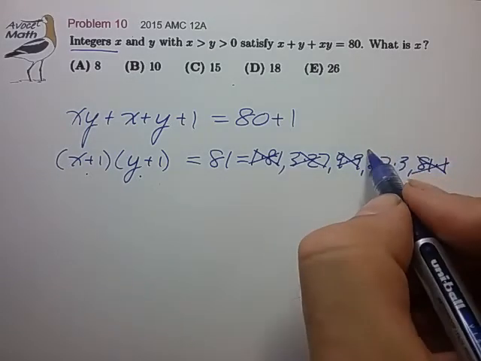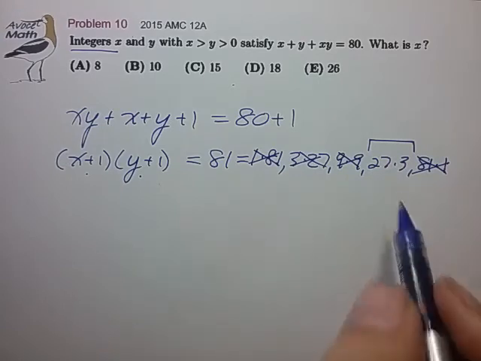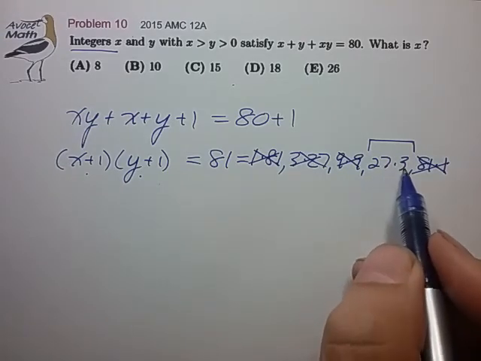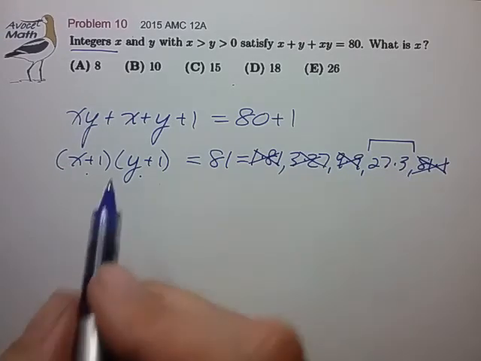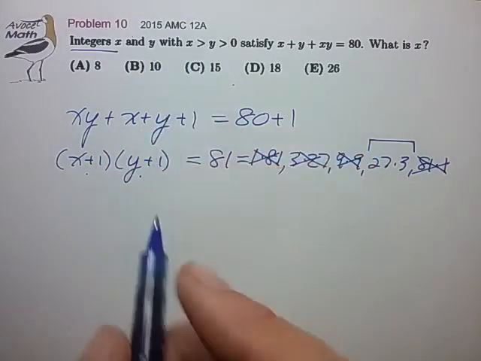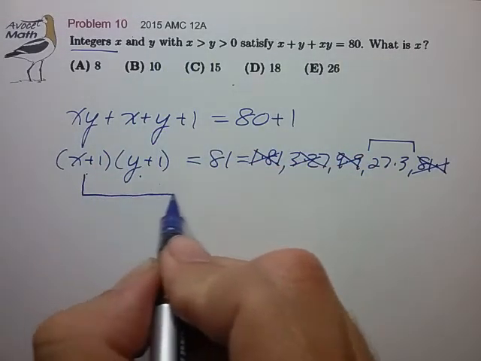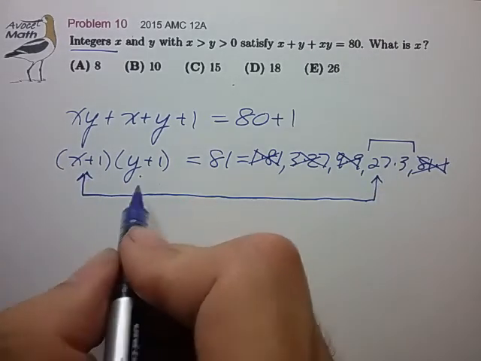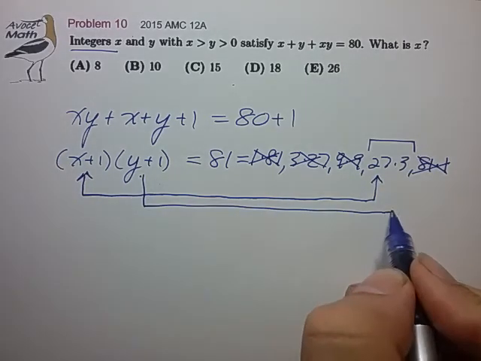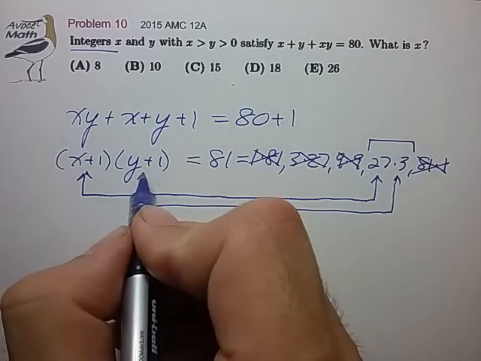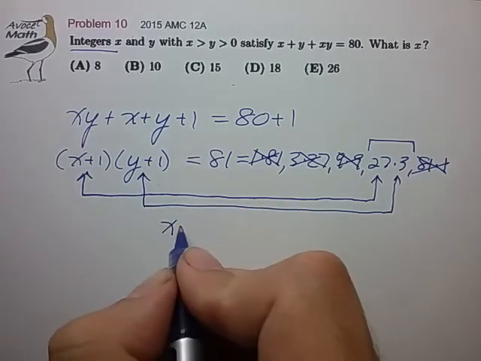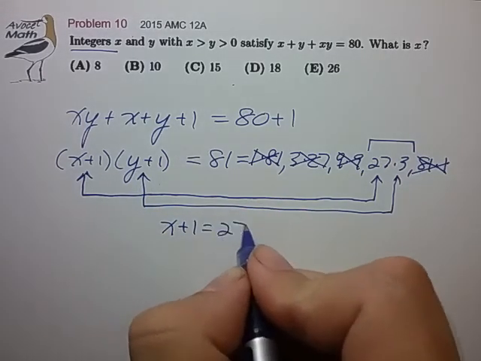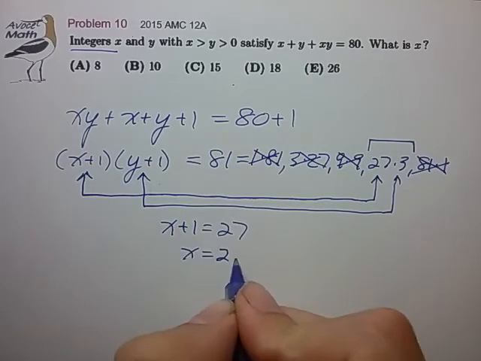So we've reduced our possibilities to one factor pair, 27 times 3, and since x is always greater than y, we notice that they have to match up with x plus 1 corresponding to 27 and y plus 1 corresponding to 3, from which we find that x plus 1 is equal to 27 and x is equal to 26.